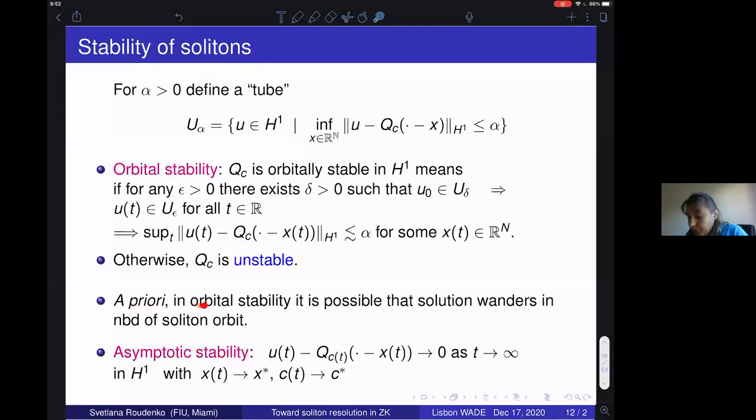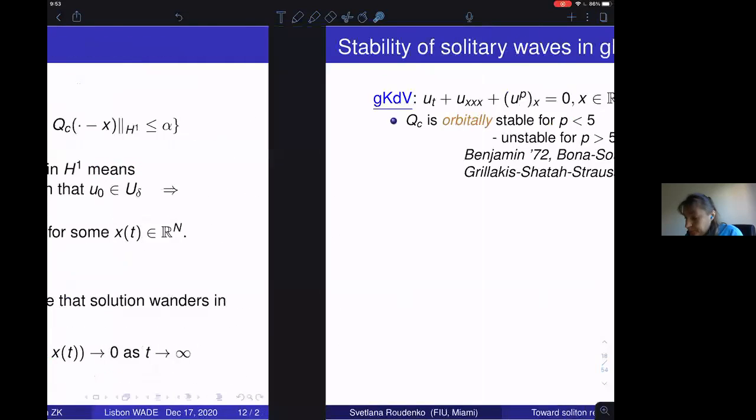Because a priori orbital stability just says that we have some kind of approach of the soliton, but the actual solution can wander around the soliton orbit, right? Because it's not really specific what happens at the end. So asymptotic stability is a little bit more delicate, meaning that we can exactly specify how the position and the speed of the scaling parameter behave as time goes to infinity. Again, I'm talking only about the H1. Of course, you can always ask questions about different spaces.